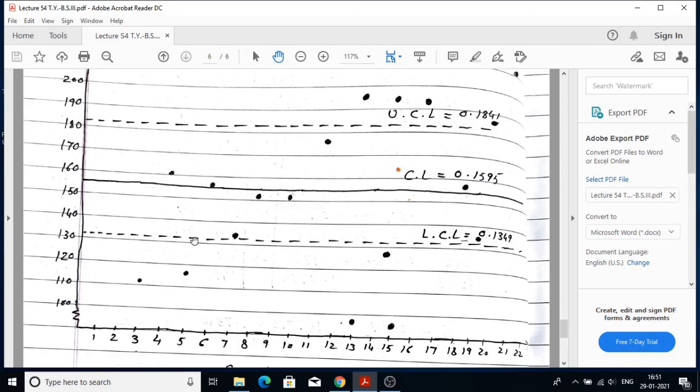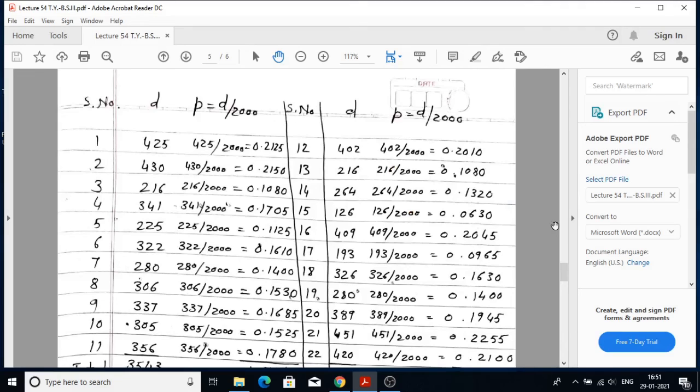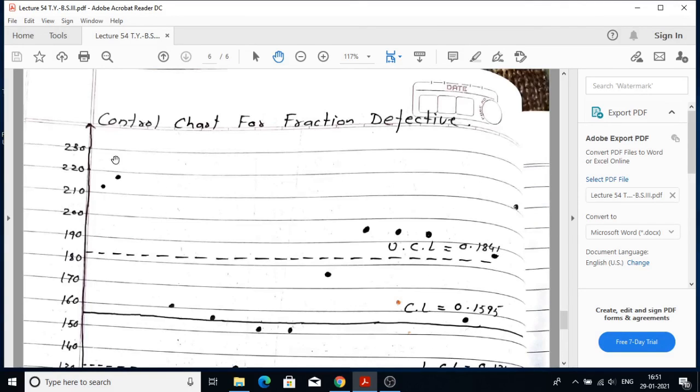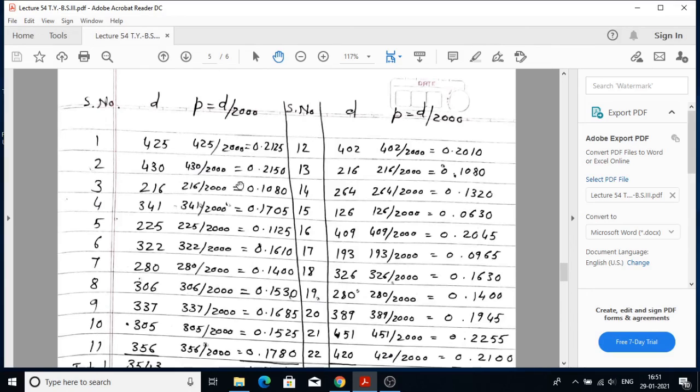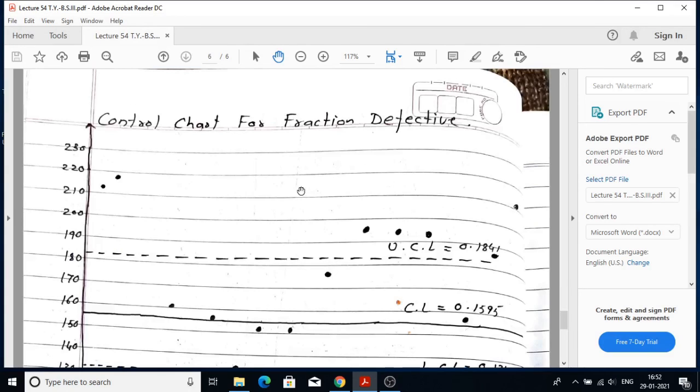And we will just pick up the value and plot it in the P chart. So the first sample, I think the value is 0.2125. So 0.2125 will come somewhere here. Second sample, the value is 0.2150. So second sample, the value is coming here. Third sample, the value is coming here. Fourth is coming here. So this way we will plot all the points in this particular chart.